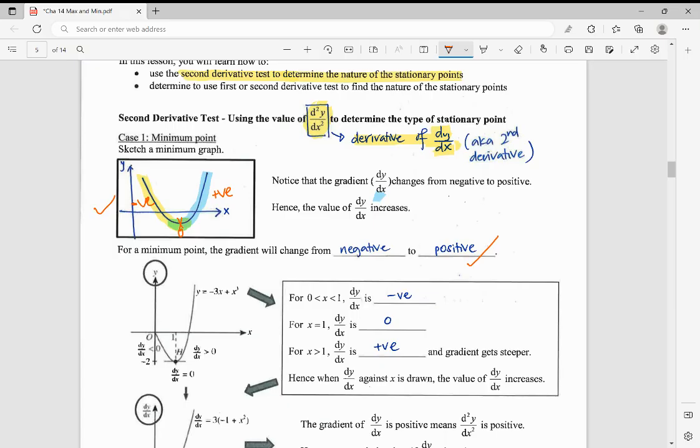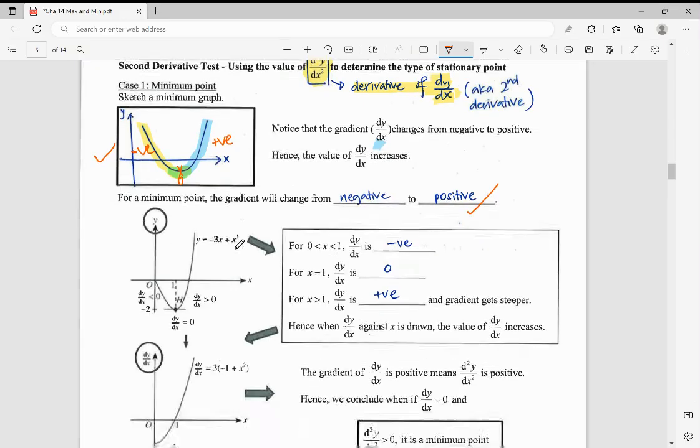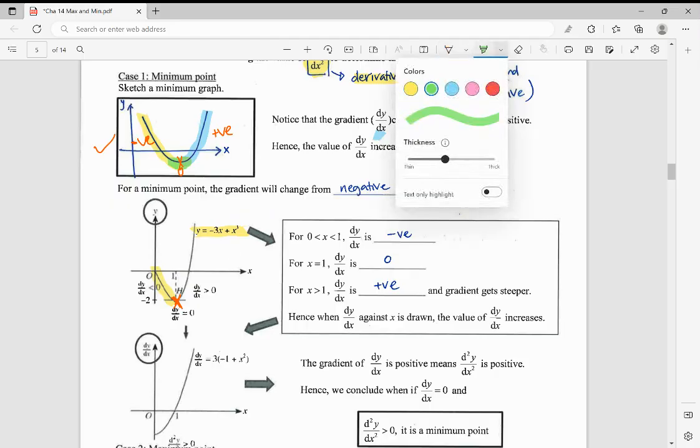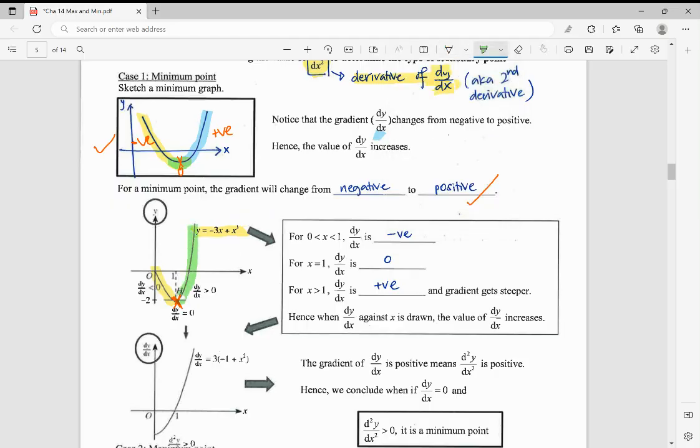If I look at this example here, I draw a minimum graph. Likewise, in this example, y equals x cubed plus 3x squared minus 3x, or similar. This portion of the graph has a negative gradient, then after that it becomes 0, and then this part of the graph has a positive gradient. This is what we were trying to do here.